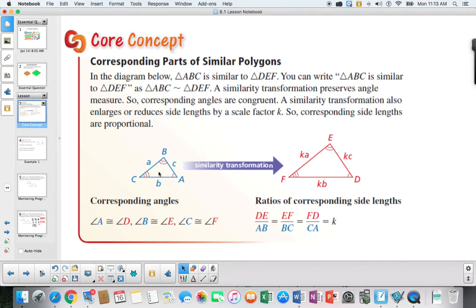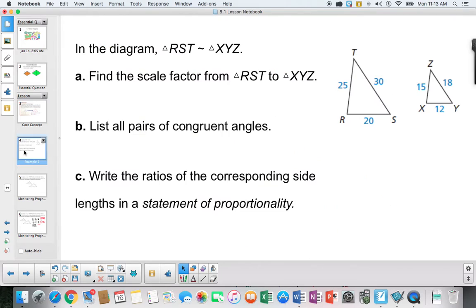Every angle in this triangle is congruent to every angle in here. And the ratios of the sides are all the same. So if you compare DE to BA and so on, they all have the same what we call scale factor. This is the same thing we saw with dilations when we were looking at transformations. When one triangle is dilated to another, there is a scale factor associated with it.